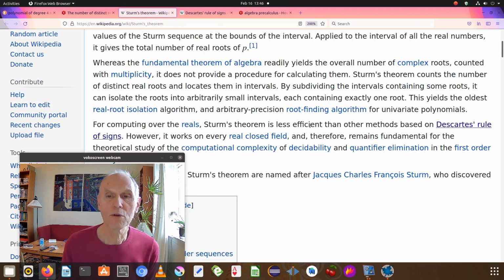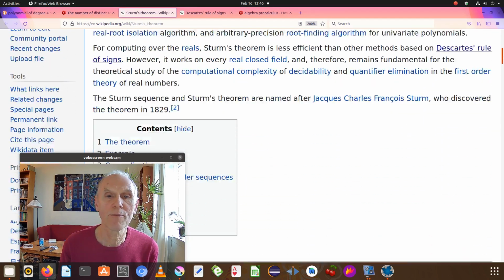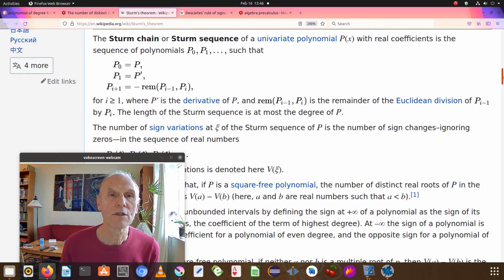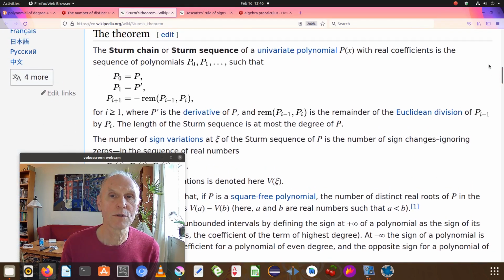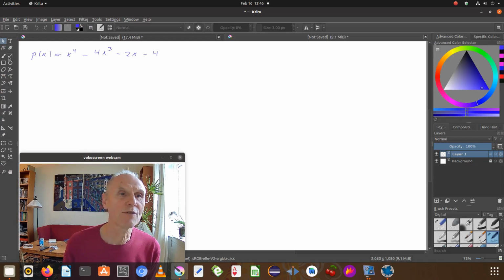More well known is Sturm's method. It's actually a theorem. First we differentiate the polynomial, and then we compute the consecutive remainders by division. So let's try to do that. Mathematics has a lot of techniques, and one cannot know them all.